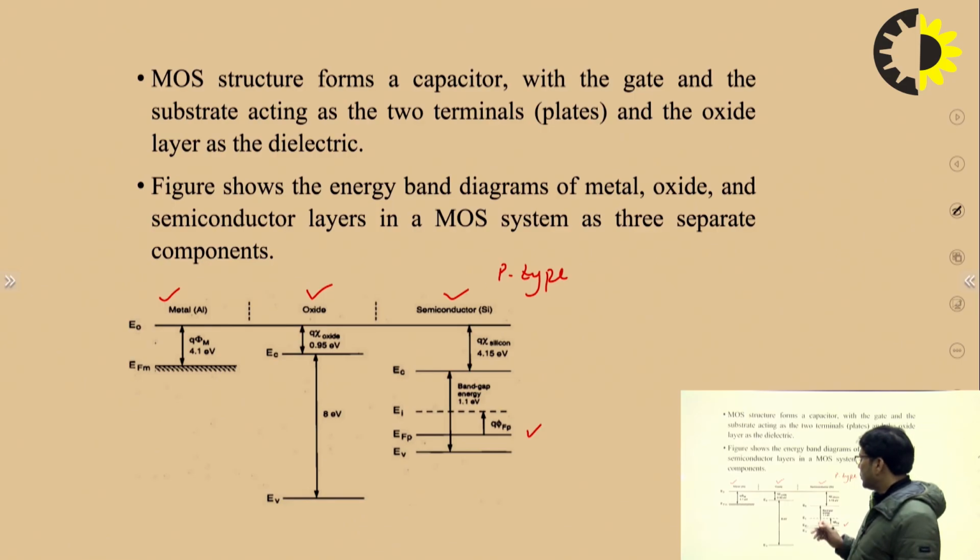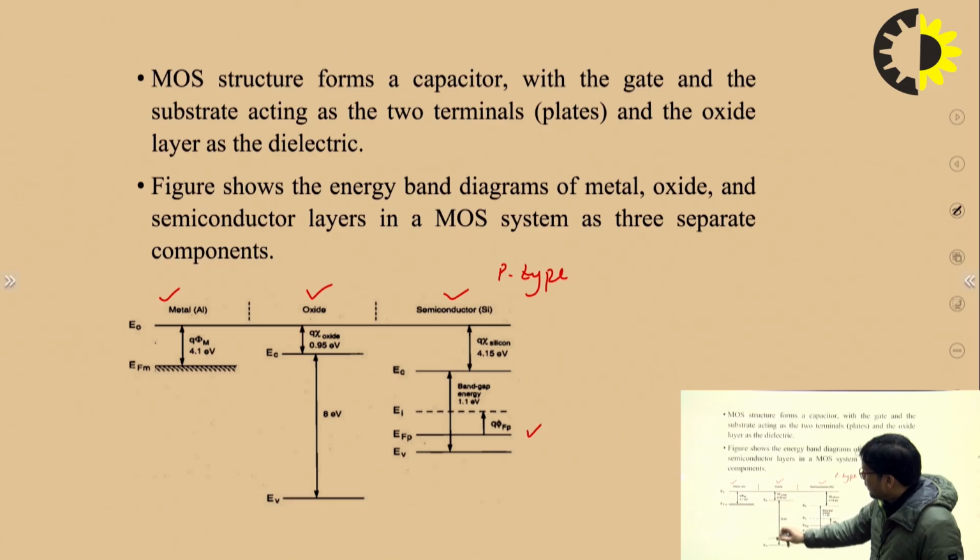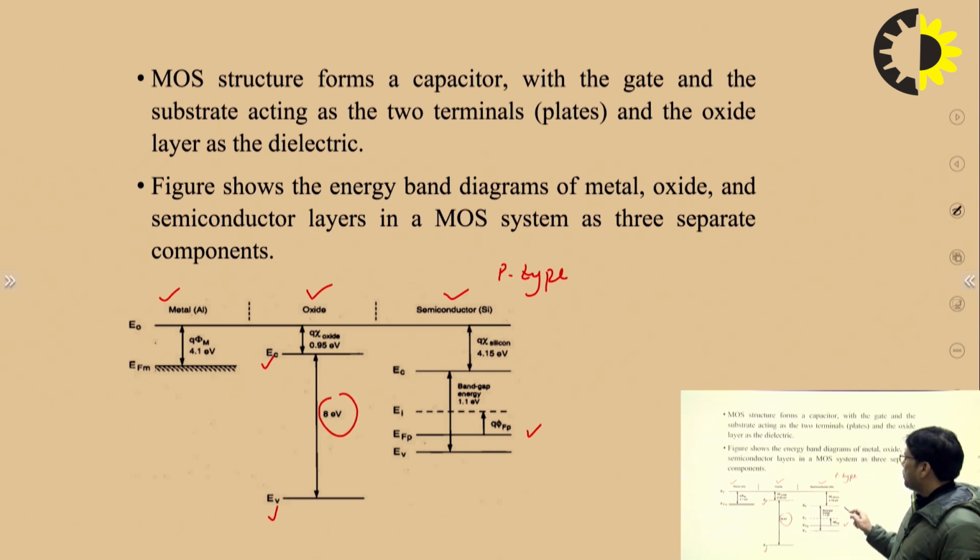Here you can see, in the case of the SiO2 layer, the energy band gap between the conduction band and valence band is very large, 8 electron volt. While in the case of the p-type semiconductor, I have taken silicon as a p-type semiconductor. You can see the energy band gap is 1.1 electron volt because we have considered silicon, and the Fermi level lies just above the valence band, which represents the p-type semiconductor here, right?